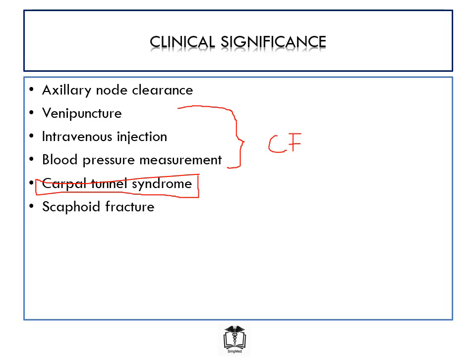Then the scaphoid fracture typically occurs. Remember that the scaphoid bone is part of the floor of the anatomical snuffbox. So one way that we can test for scaphoid fracture is by palpating the anatomical snuffbox by extending and abducting the thumb and checking for fractured parts of the scaphoid.